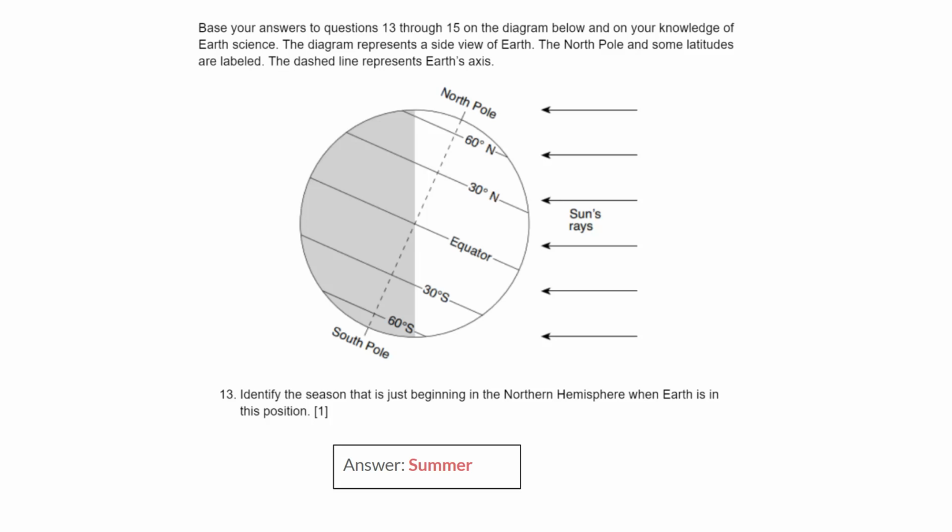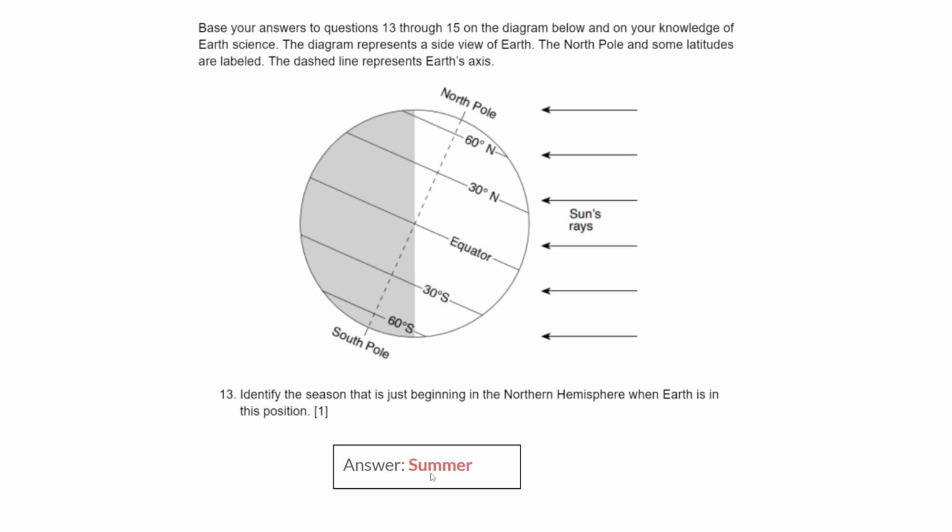So it says, base your answers to questions 13 through 15 on the diagram below and on your knowledge of Earth science. The diagram represents a side view of the Earth. The North Pole and some latitudes are labeled. The dashed lines represent the Earth's axis, and you can see the Earth's axis is tilted towards the sun. Identify the season that is just beginning in the northern hemisphere when Earth is in this position.